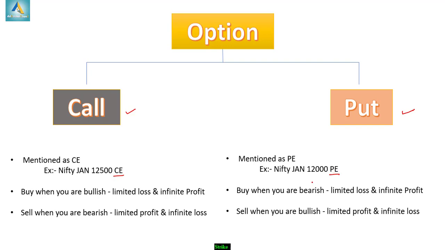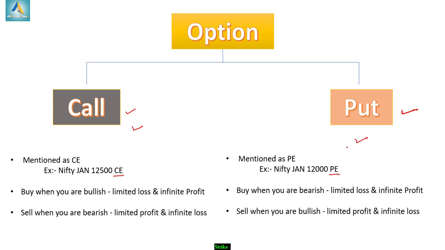When I'm strongly bullish on the market, I buy a call option. When I am strongly bearish on the market, I can buy a put option. At the same time, when I have good margin and I feel that the market will not come up, that it will remain sideways or go down, then I can sell a call option. And if I feel that the market will not go down, that it will remain sideways or move up, then I can sell a put option.